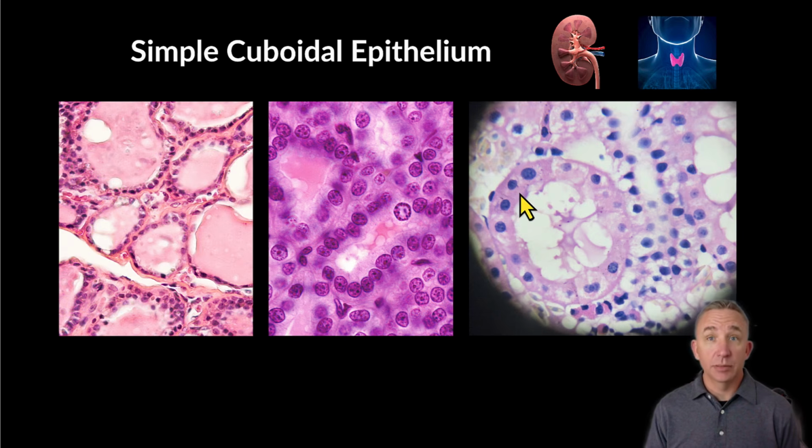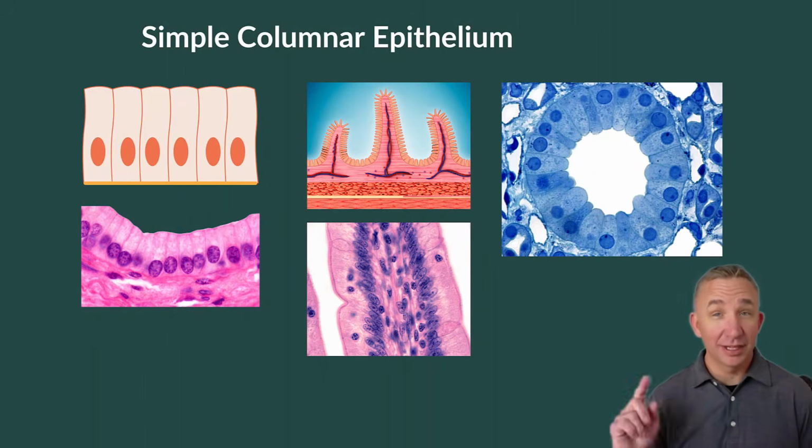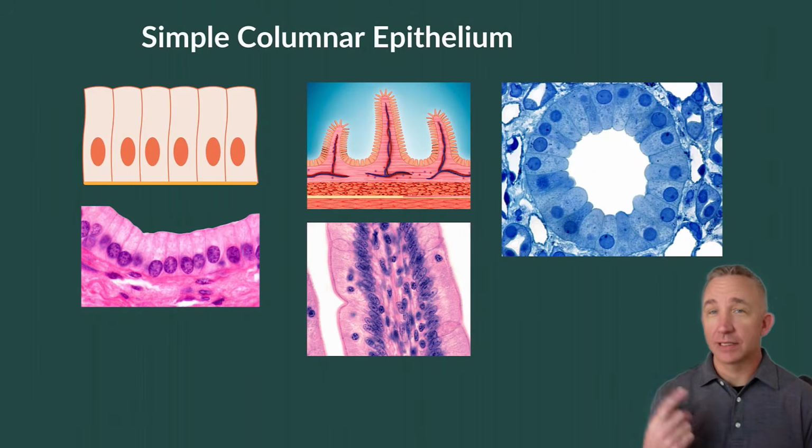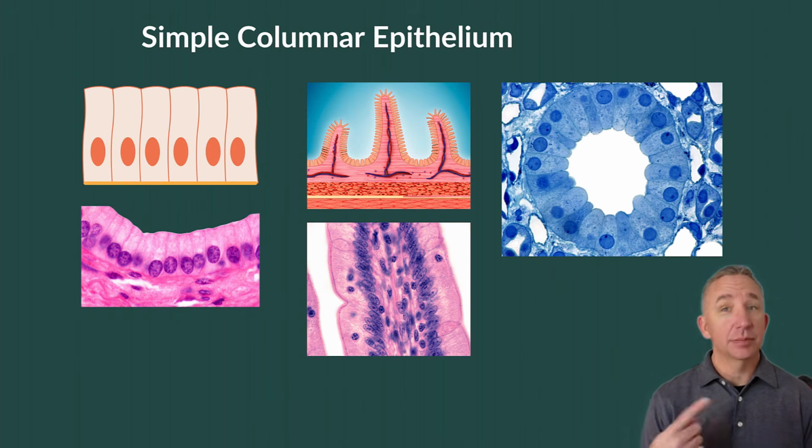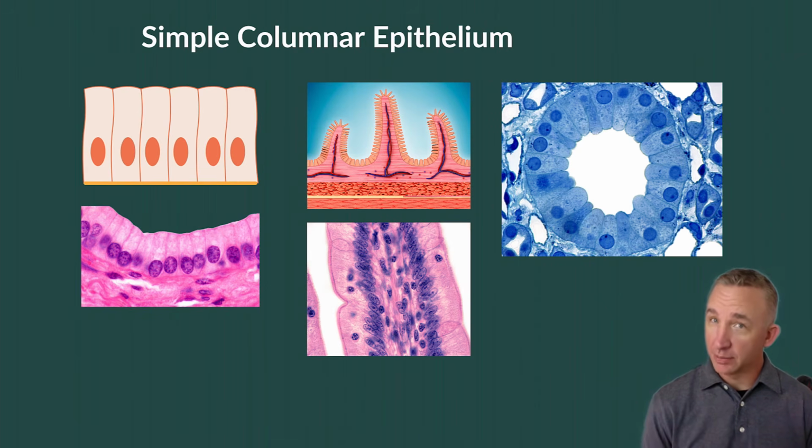So simple cuboidal epithelium. Simple columnar epithelium. We've looked at simple squamous, remember, thin and flat cells. To me, they look like fried eggs. Simple cuboidal, areas of secretions. They look like cubes to me. When we put them together as a tube, they look like a pearl necklace.